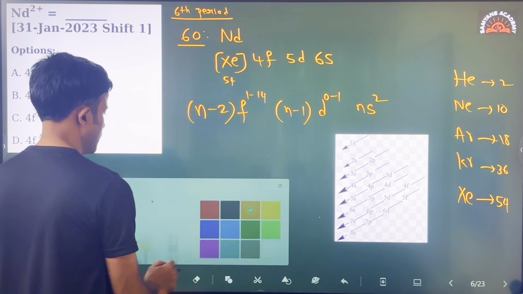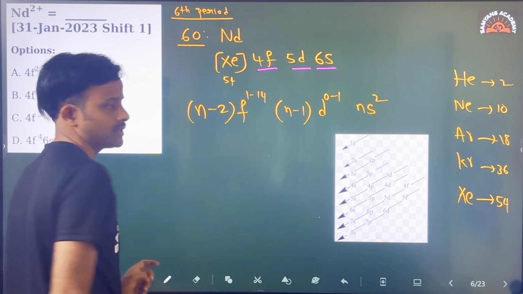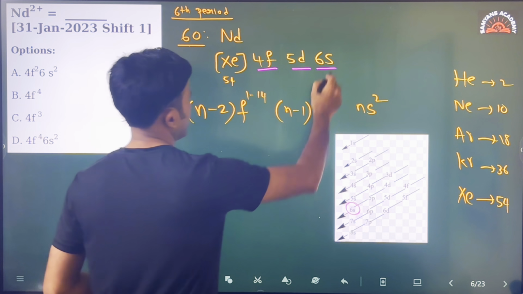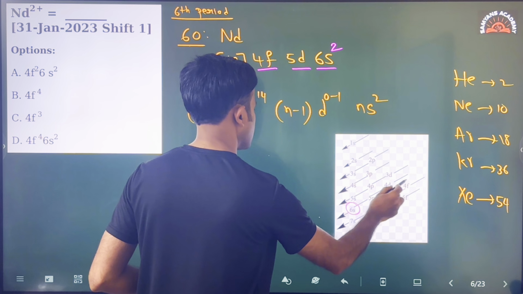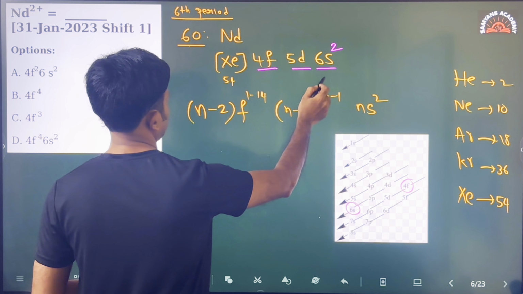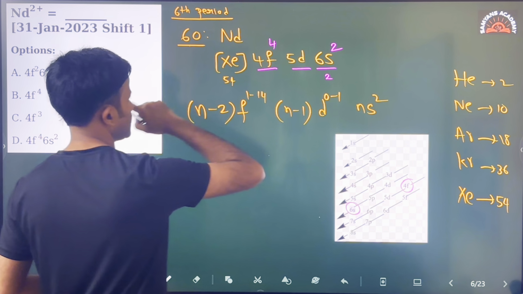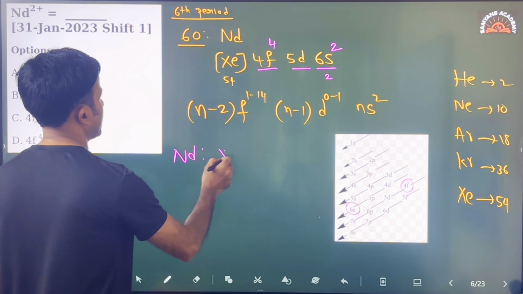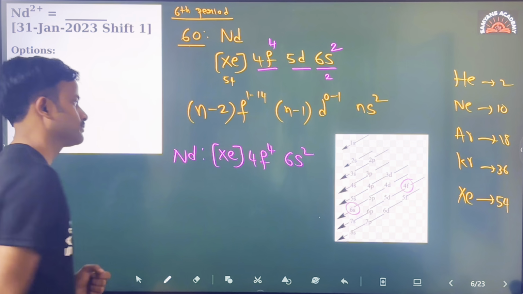According to this, here 6s is there, 5d is there, 4f is there. Which one will come first? 6s will come first, right? Then the electrons enter 6s2. After 6s, the remaining electrons enter 4f. Up to here, 54 plus 2 is 56. The remaining 4 electrons enter the F block. So the neodymium electron configuration can be written like this: xenon 4f4 6s2.